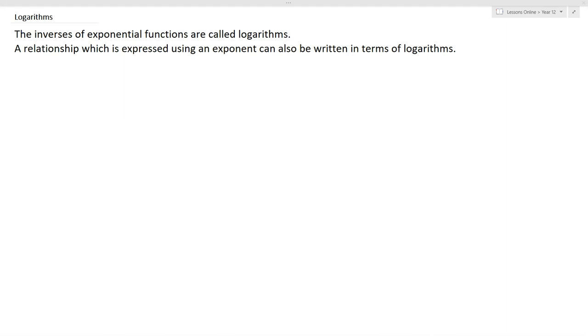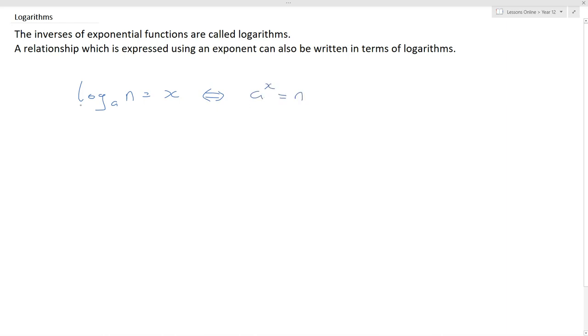Okay, some notes for you. Logarithms are the inverses of exponential functions. And if you can write a relationship as an exponential, then you can also write it equivalently as a log. So in general form, we can write log to the base a of n is equal to x, which is equivalent to a to the power of x, which is equal to n.